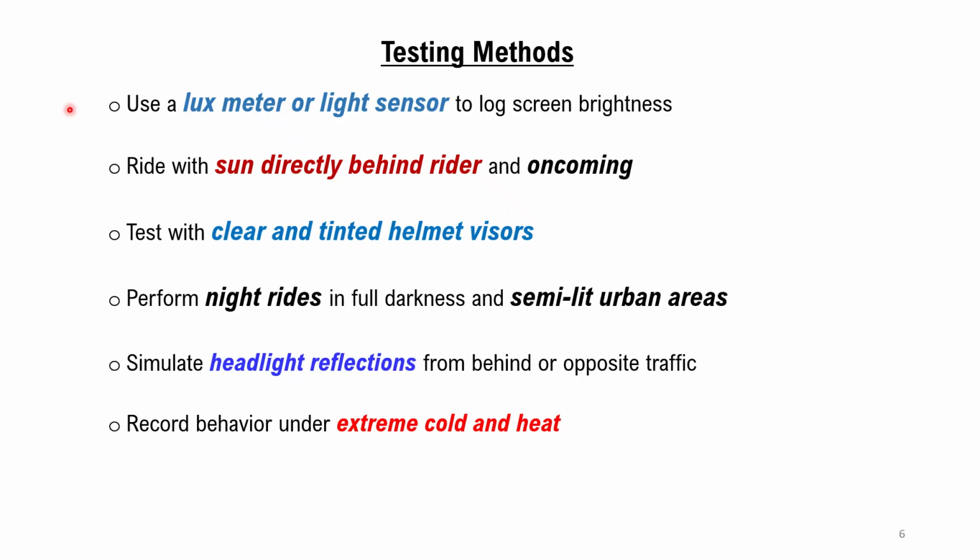Testing method. Use again a lux meter or light sensor to log screen brightness. Ride with the sun directly behind the rider and oncoming. Test with clear and tinted helmet visors. Perform night rides in full darkness and simulate urban areas, simulate headlight reflections from behind or opposite traffic, and record behavior under extreme cold and heat.